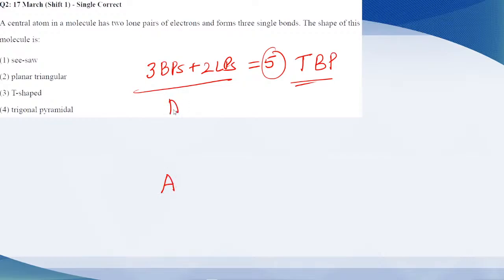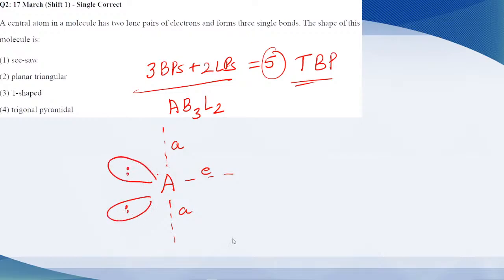Let us say it is A central atom, bond pair is written as B and lone pair as L. So A, tell me where I will put the lone pairs, on the axial positions or equatorial positions? लोन पेयर कहां पे आएंगे, एक्सियल पे या इक्वेटोरियल पे? Yes, they should be on the equatorial position. So 2 lone pairs on the equatorial position, and we are left with 3 bond pairs.